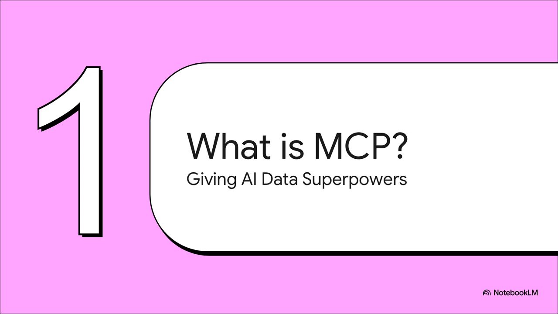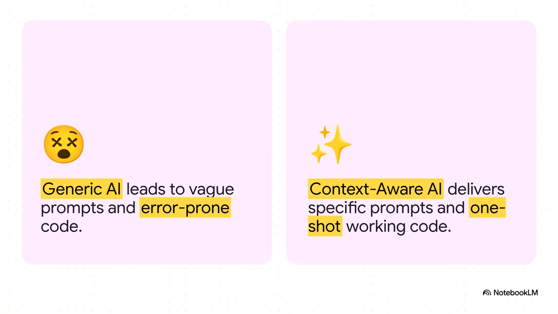So how does this actually work? Well, the magic isn't just the AI itself, it's about giving that AI specific context about your data. And that is exactly what the Model Context Protocol is designed to do. And this slide, this is the key difference. See, without MCP, you're talking to a generic AI. It has no idea what your specific Stripe account looks like, or what's in your Supabase database. So the code it generates is basically a guess, and let's be honest, usually a buggy one.